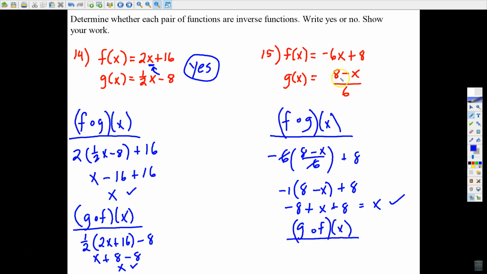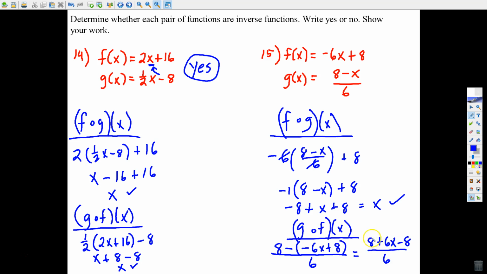This time f of g. 8 minus, and now we're going to replace x with -6x plus 8 divided by 6. And I'm running out of room here. Let me see if I can squeeze this in. 8 plus 6x minus 8 over 6.